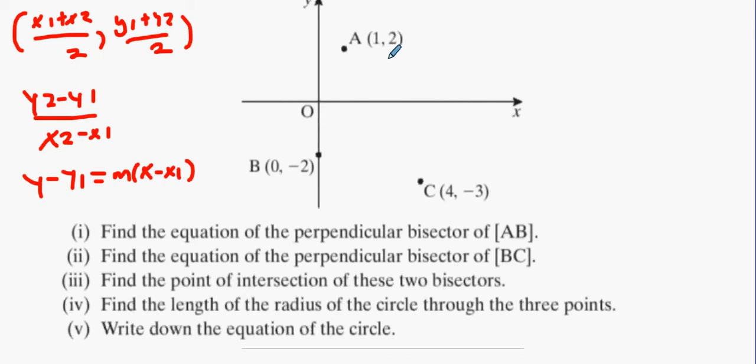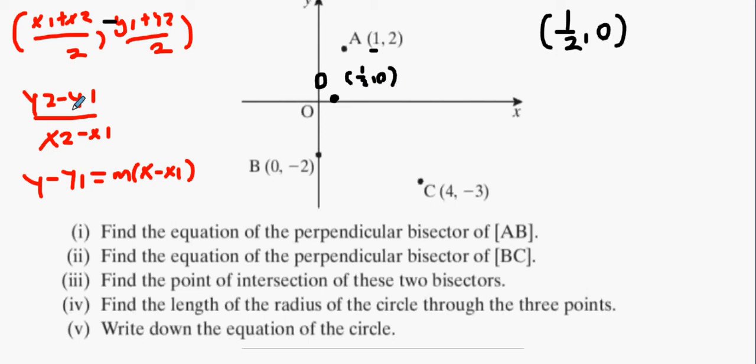Right, so 0 to 1 is 1, so it's going to be this point here, which we'll call D. It's going to be a half, because it's 0 plus 1, which is 1 over 2, which is a half. And this is going to be 2. That's going to be minus 2 plus 2, which is 0. 0 over 2 is 0. So the midpoint is a half, 0. Okay, so the point D is a half, 0.